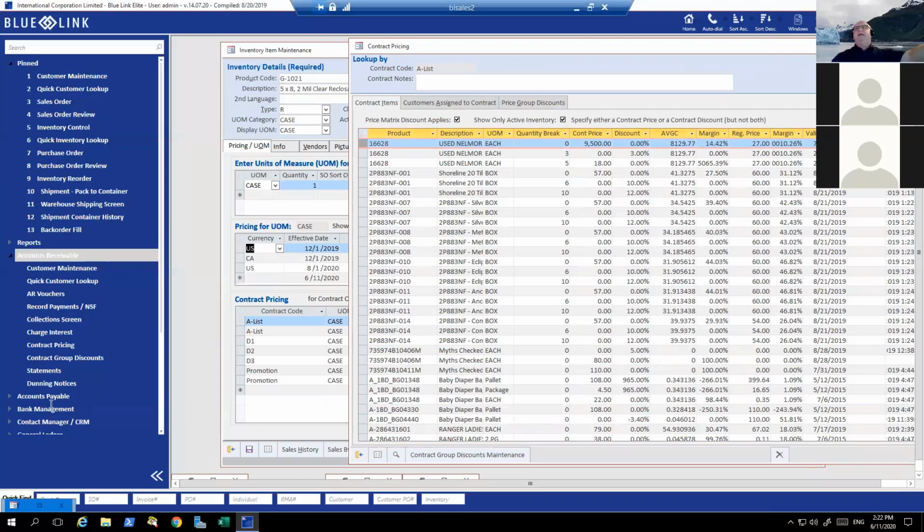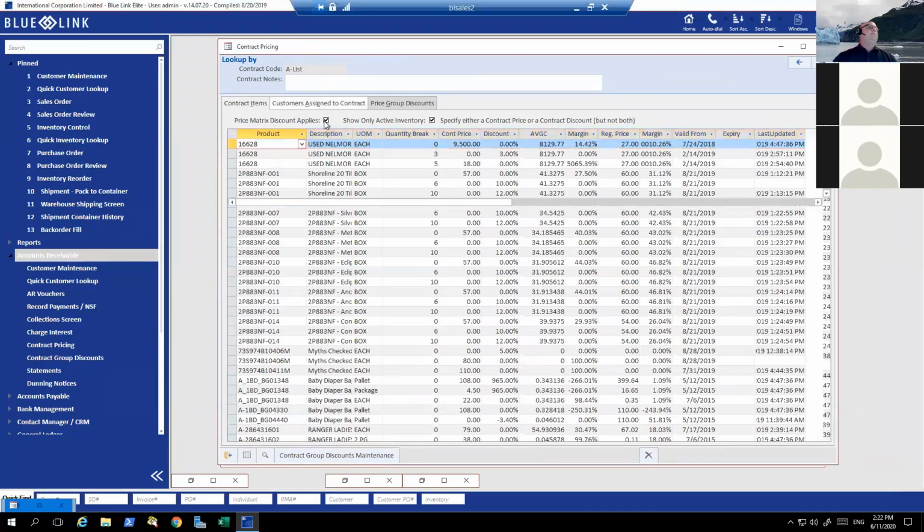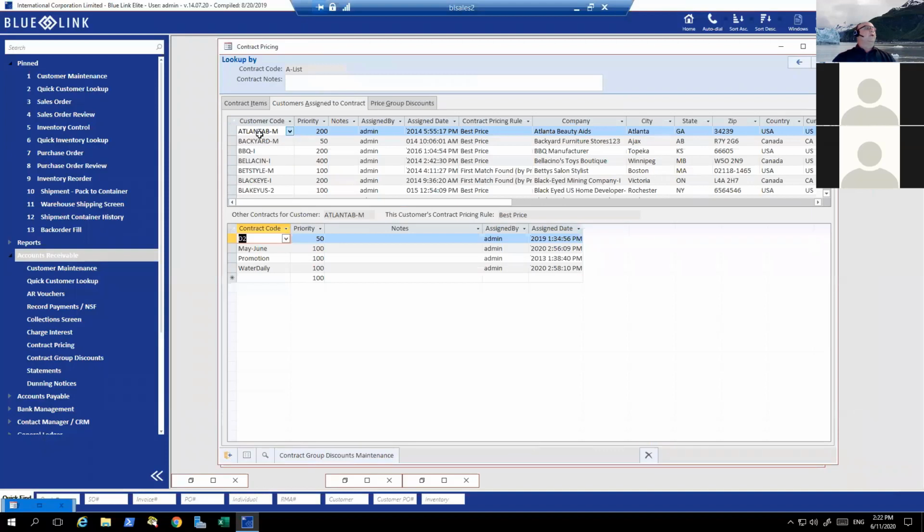It's going to adjust the inventory side of things, and vice versa. Okay. From here, you can see that I can apply or tell the system what customer I want to be associated to my A-list pricing.